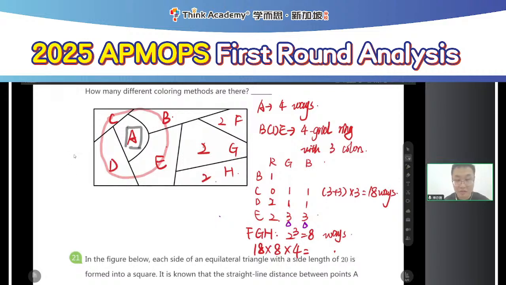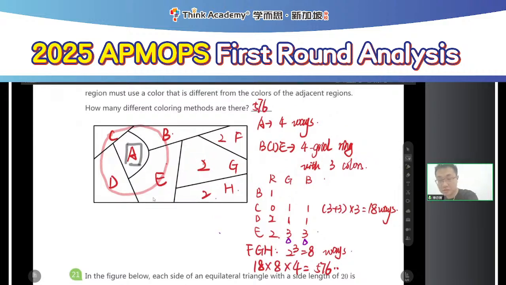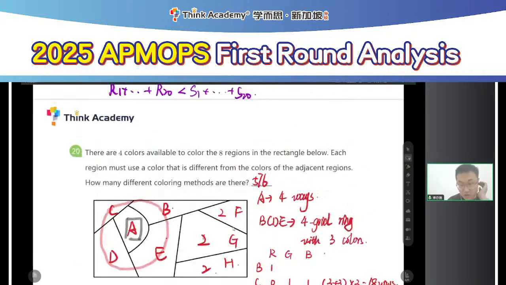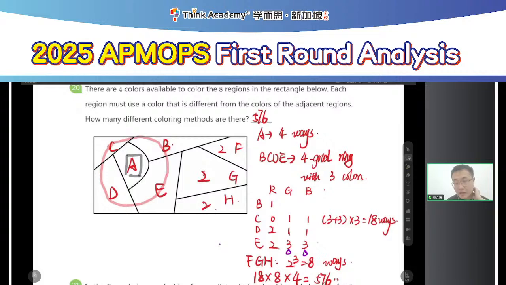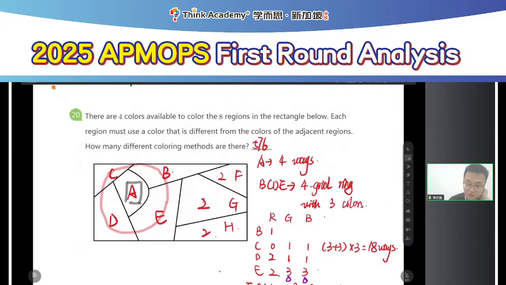So the answer should be, if my calculation is correct, 18 times 32, which is 576. Yeah, it is correct. I'm not so sure about the check. I realize I made a calculation error in the slide I gave you, but is this one correct? 576. I suppose so.